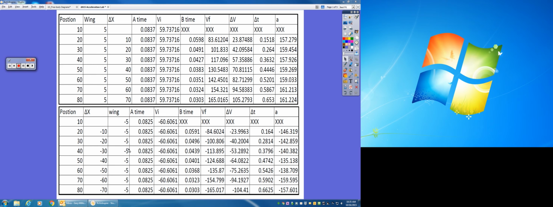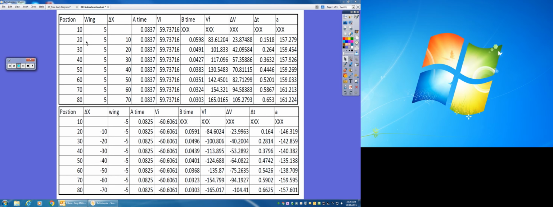Okay, I'm going to produce a real quick video on how to turn your data into the graphs for the Excel lab write-up. So this is a copy of my data. Just a word of warning about plagiarism. If your data comes out looking exactly like my data, then that's plagiarism and that's not okay.